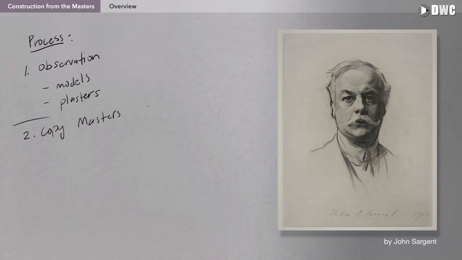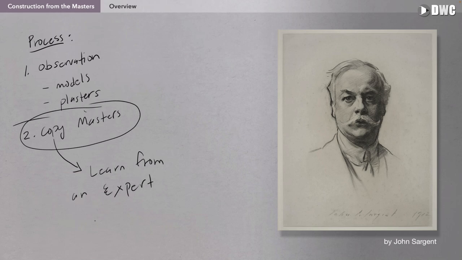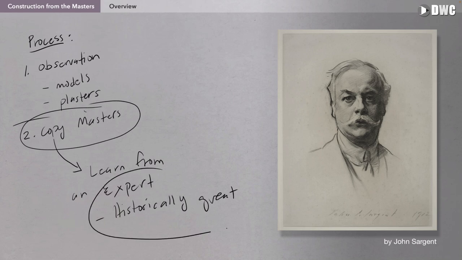But in essence, what we're trying to do here is learn from an expert, and not only an expert, a historically great expert. And that opportunity is quite rare. Meeting an expert, a living one, in modern times, right now, is very, very rare. There's not many of them in every generation. Even now, there are just so few of them in this field that we're after, realistic head drawing, realistic art.